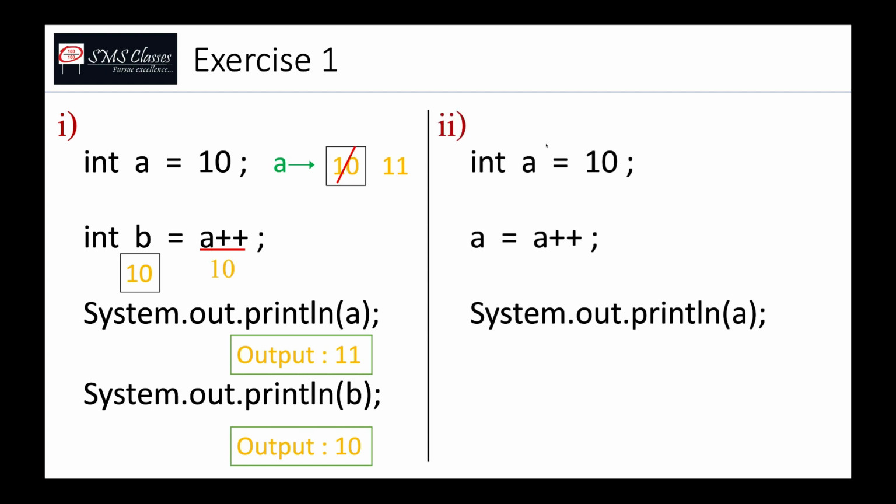Another exercise. Can you try the output of A? This is actually an interesting one. A value is 10. So A plus plus substitutes, then increments. Actually, A has become 11 now. But now the assignment operator happens. What was substituted, 10, gets assigned again to A. So A remains 10 itself.